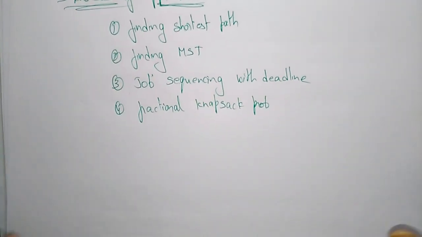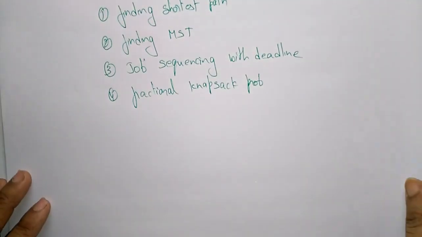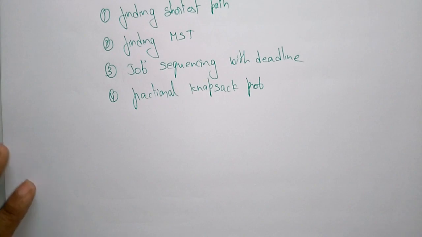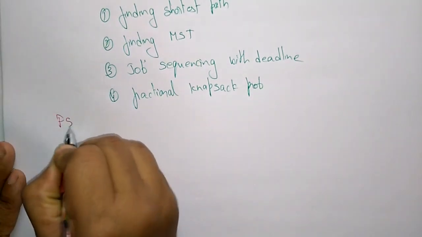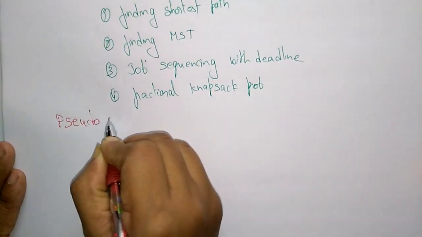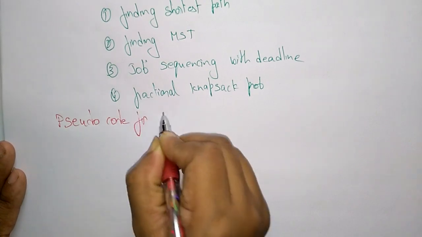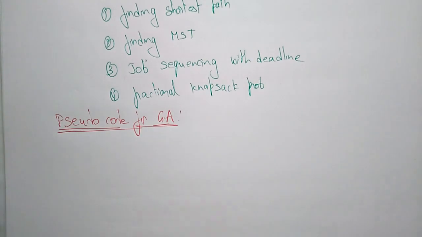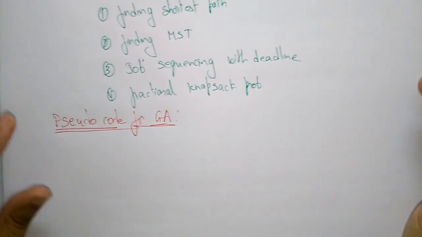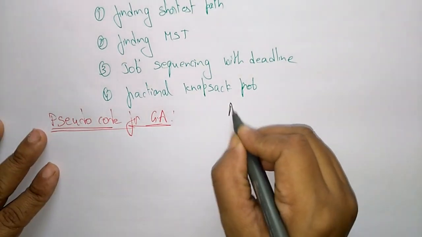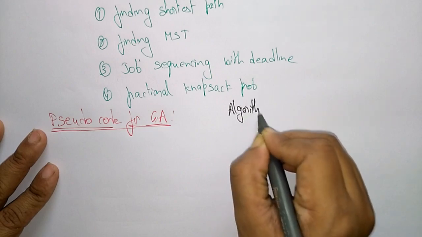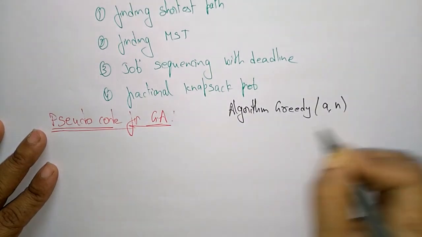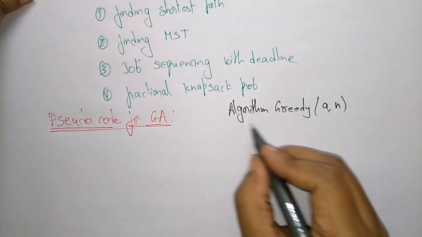Let me explain the pseudo code of the greedy algorithm. After that, we will continue with the applications. Pseudo code for greedy algorithm. Let me write the pseudo code. Algorithm greedy(a, n), where a is an array and n is the number of inputs that we are giving.